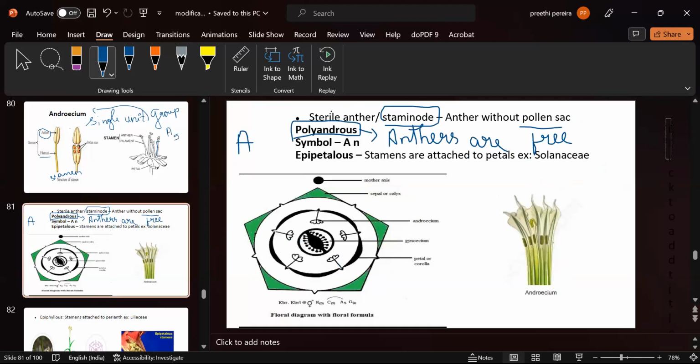Okay. Write till here, write till here. Don't write epipetalous, write till here. I'll tell you all what is epipetalous. So much you'll write.